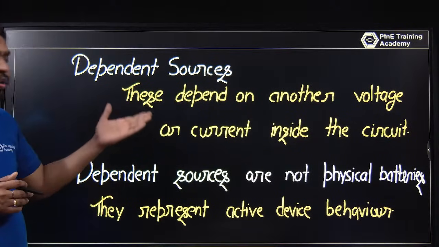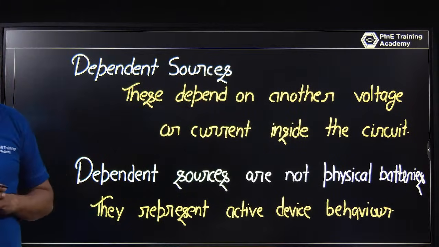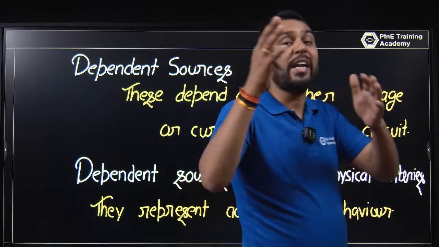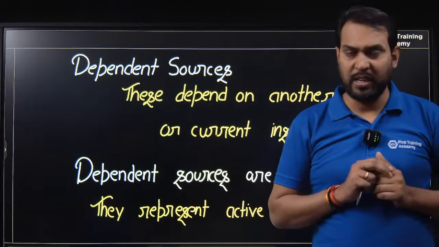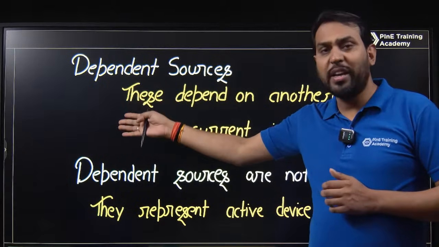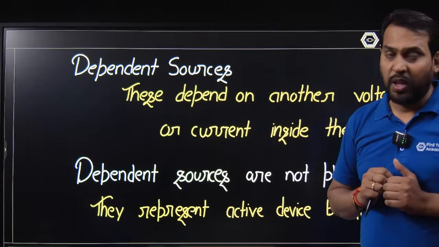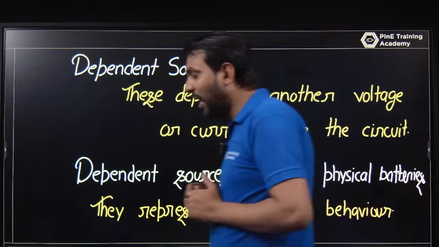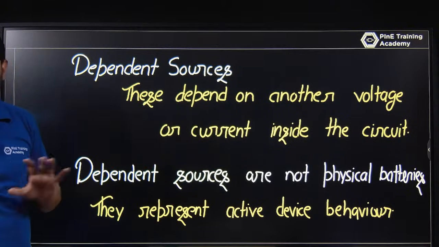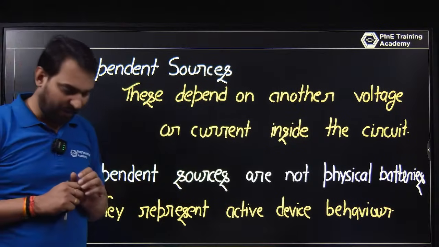The name says that a dependent source depends on another voltage or current inside the circuit, meaning the source has a dependency on a circuit element's current or voltage. If you have another circuit, that circuit's current or voltage will decide the dependent source's voltage or current. In one line, dependent sources are not physical batteries, but they represent active device behavior.